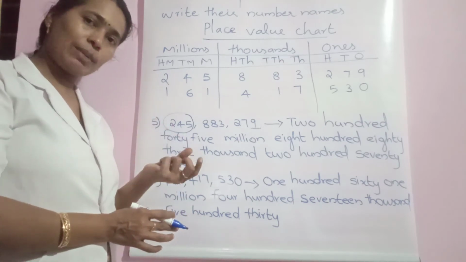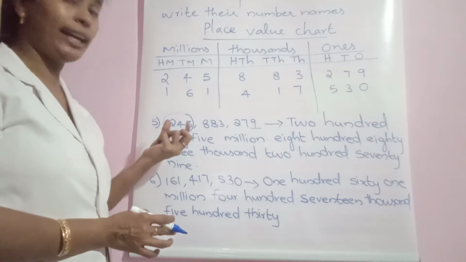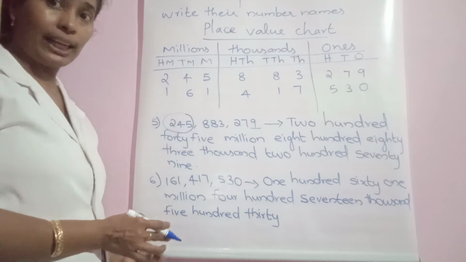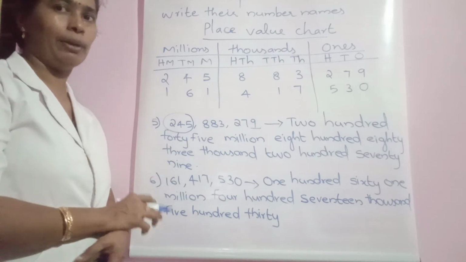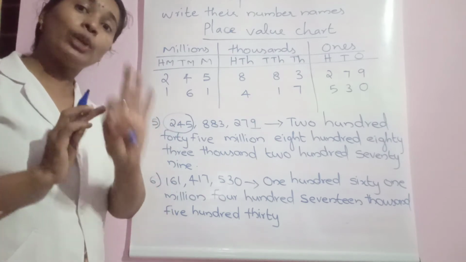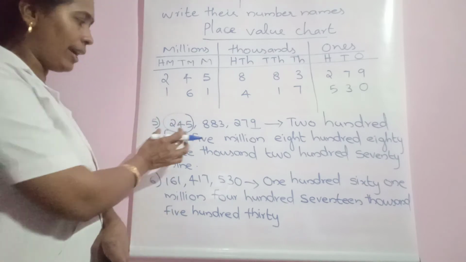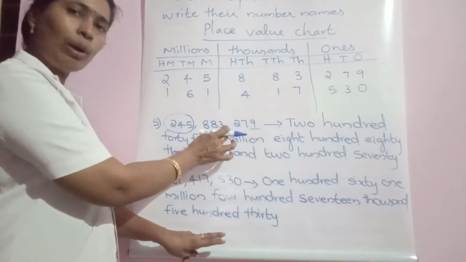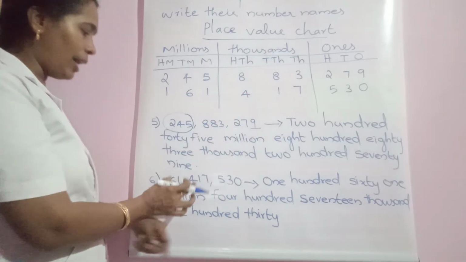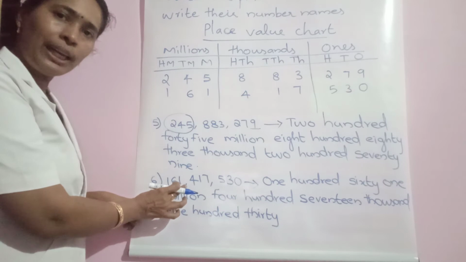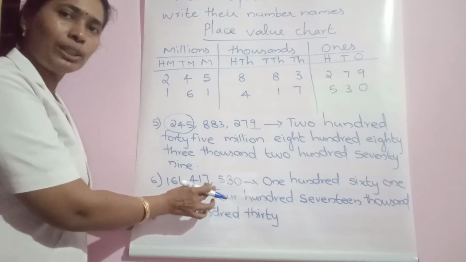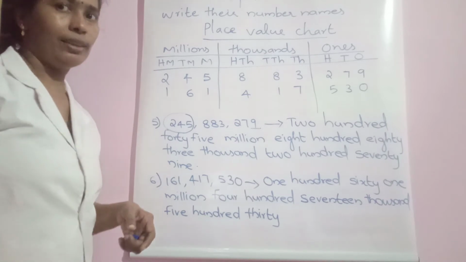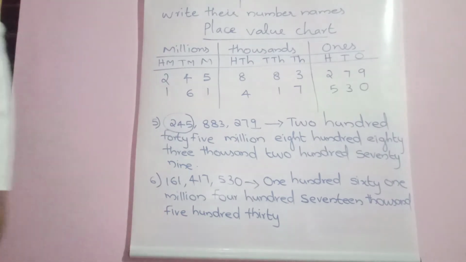How to read and write is already understood by you. In the international system of numeration, every period has 3 digits. So it is very easy to read the number in the international place value system, because we need to consider only 3 digits. That's why 245 million, 883 thousand, then 279. Similarly here 161 million, 417 thousand, then 530. Okay, is it clear? Remaining 4 questions, try yourself.